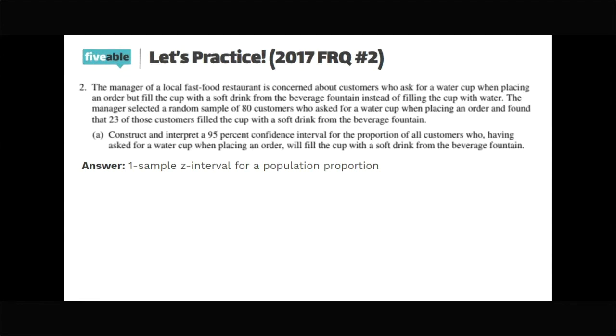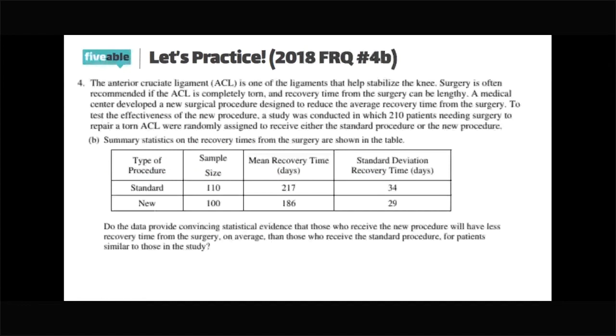All right, here's another one. This is from 2018. I won't read the whole top of it to you. The key stuff is at the bottom. A study was conducted in which 210 patients needing surgery to repair a torn ACL were randomly assigned to receive either the standard procedure or the new procedure. Summary statistics on the recovery times are shown in the table. Do the data provide convincing statistical evidence that those who receive the new procedure will have less recovery time from the surgery on average than those who receive the standard procedure for patients similar to those in the study?